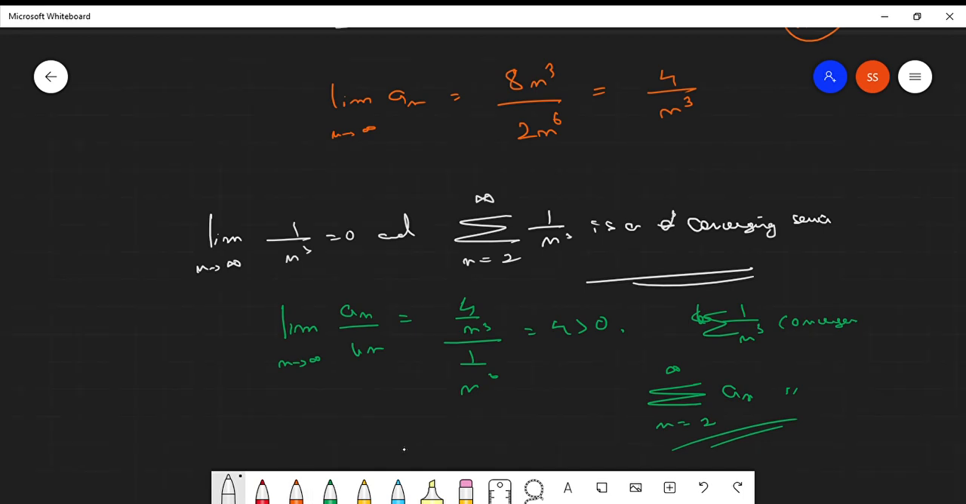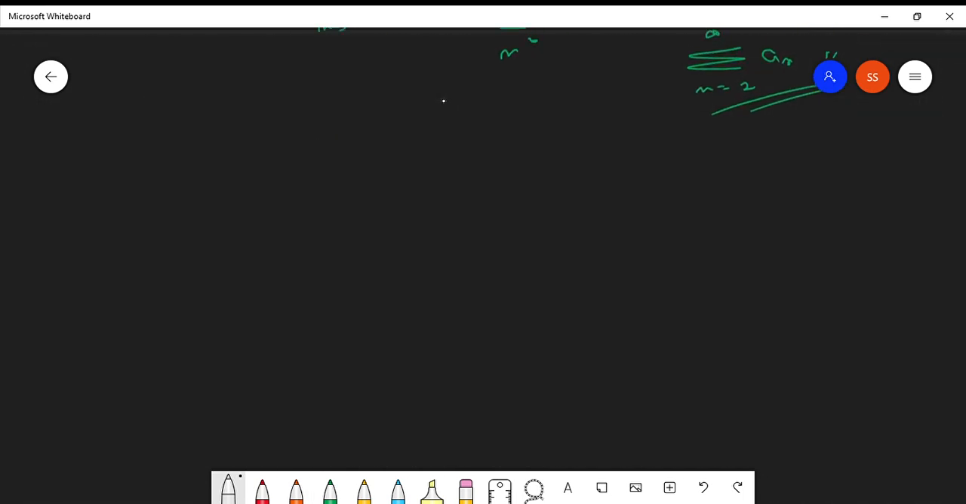Now we need to go through the ratio and root tests, starting with the ratio test. First let us understand the statement of the ratio test, and we will also go through the proof of this ratio test because it often comes in the exam.